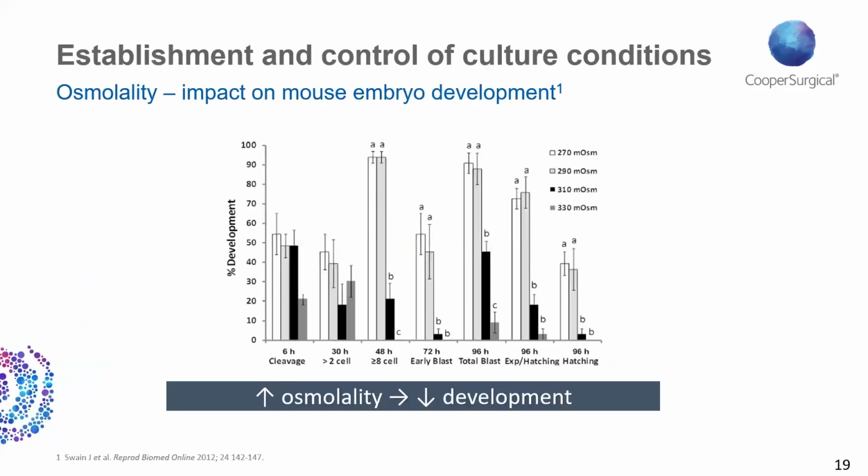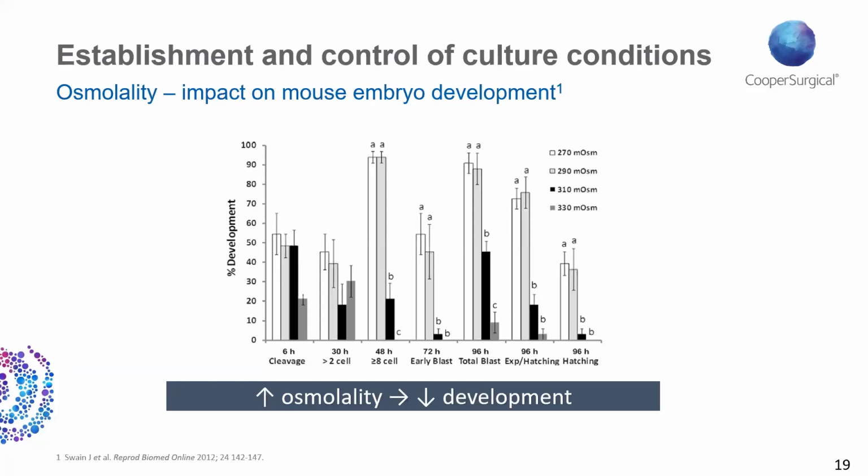So this is a paper done by Jason Swain looking at the impact of osmolality on development of mouse embryos. Now, we've always got to be cautious when we compare mouse with human, but what it clearly shows in the mouse model, at least, is that rising osmolality has a negative impact on embryo development. And as you can see, as we get up to above 300 milliosmoles per kilogram, the impact on embryo development is quite devastating.